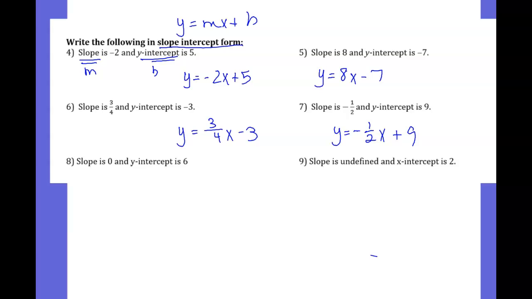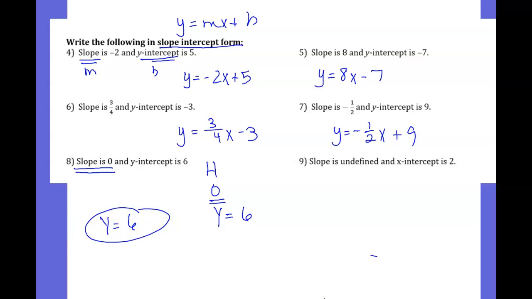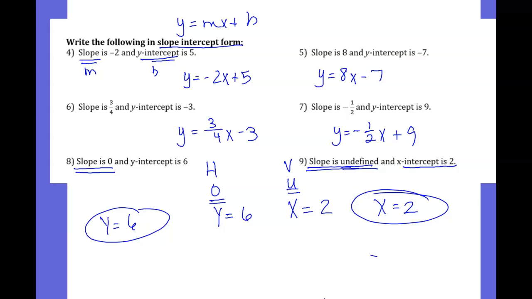Number 8 gives us a special case. Our slope is 0. Okay, if the slope is 0, I'm going to think of HOI because there's my 0 slope. My y-intercept is 6, so I know that my y is just going to be equal to 6. It's a horizontal line. Okay, there's the equation. Slope is undefined. Okay, so in this example, I'm going to think of VUX because we got our undefined slope. That means the equation of the line is going to start with x equals, and they tell us the x-intercept is 2. So there's the equation of the line. Okay, so moving on.